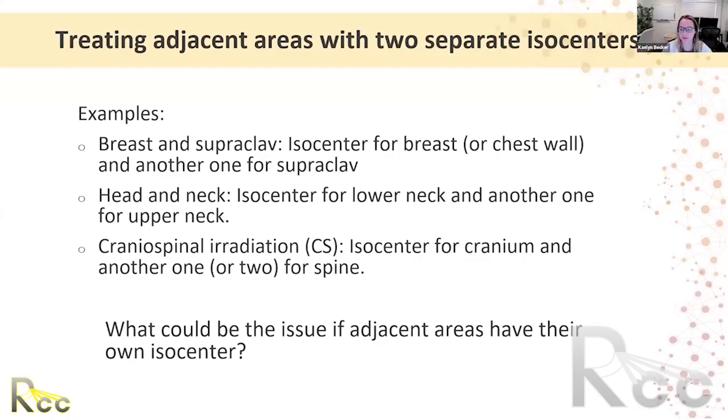Vincent had a quick question. Matching electrons usually creates hotspots on the match line. So first, how much gap do you need to put so there's no cold or hot spot? And second, after treatment, if the patient presents with recurrence along the match line, does that potentially create an issue?